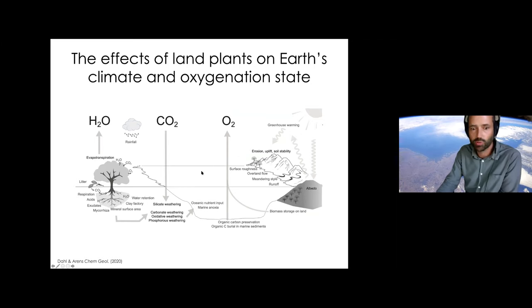Okay, so let's just summarize. What do plants actually do to our planet and to the climate and to the oxygenation state? Susanne and I have summarized what we think is important in this paper that just came out in Chemical Geology. And basically what we need to talk about is both how the water cycle is changing and how the carbon dioxide concentration in the atmosphere and oxygen have changed over time. The geological record provides evidence for transitions in many different aspects, and some of them might actually illuminate when exactly these different parameters have changed the most.